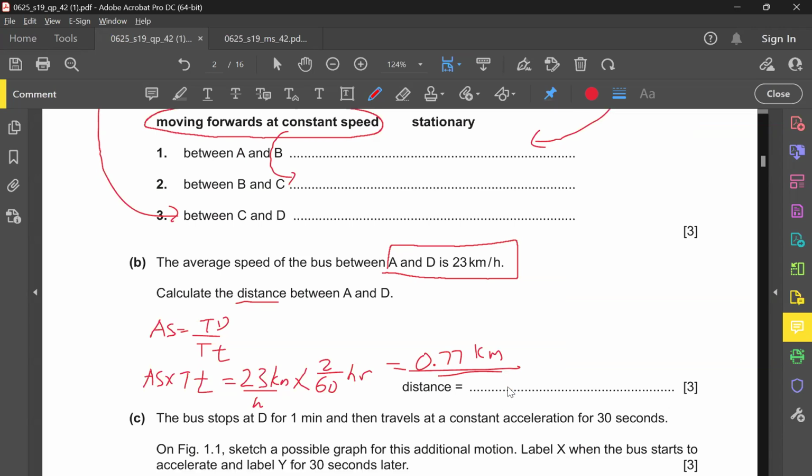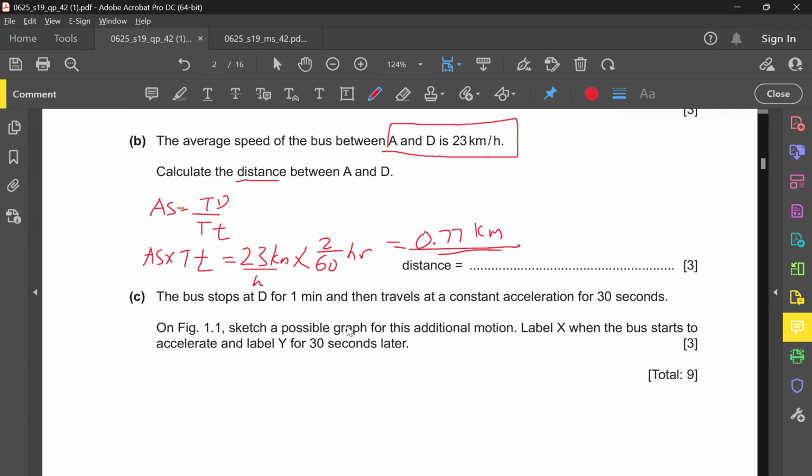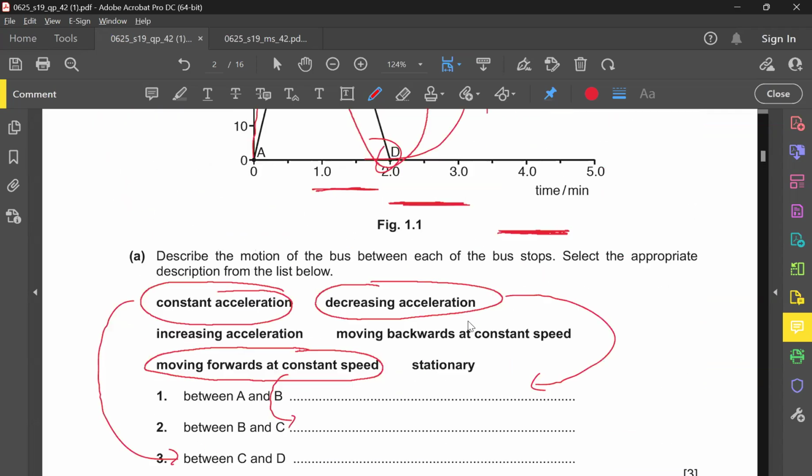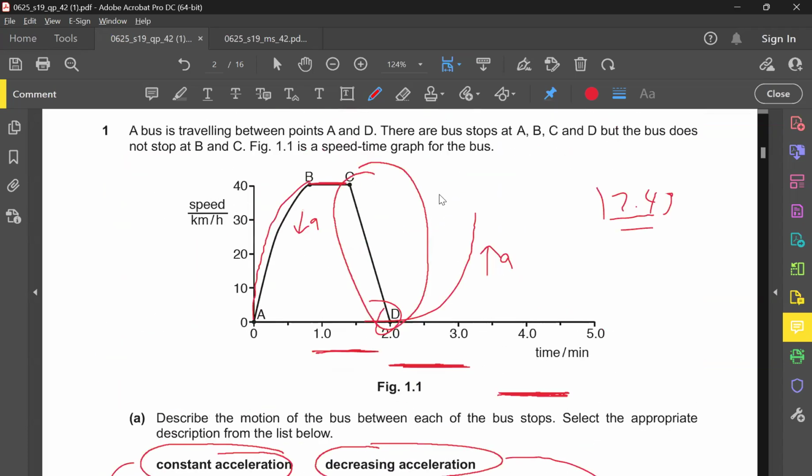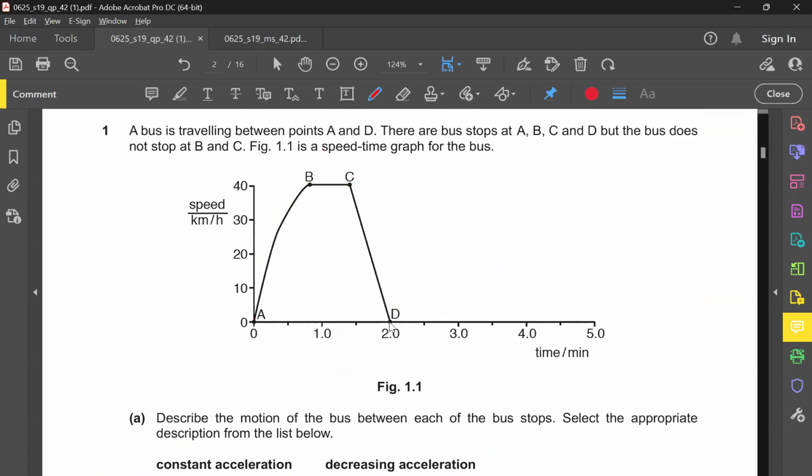Okay, ladies and gentlemen. And finally, the last part here, it says that the bus stops for 1 minute and travels at a constant acceleration for 30 seconds. Stops for 1 minute means the speed should be 0, right? For 1 minute you stop. Then constant acceleration for 30 seconds, you just draw all the way until here only for 30 seconds, however much you want to draw it. Then you get your marks already. Yay! Free.